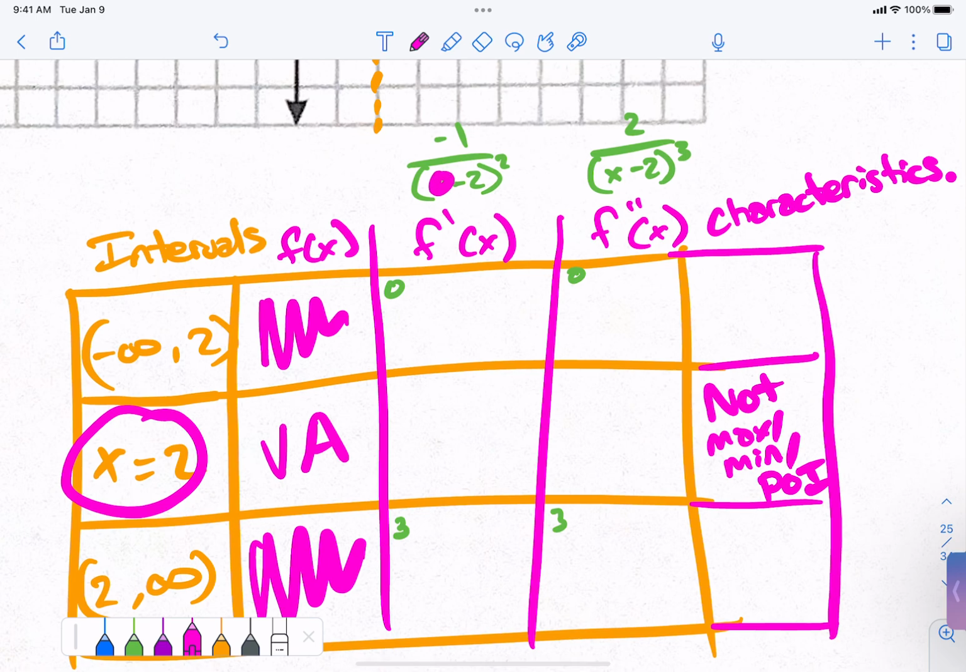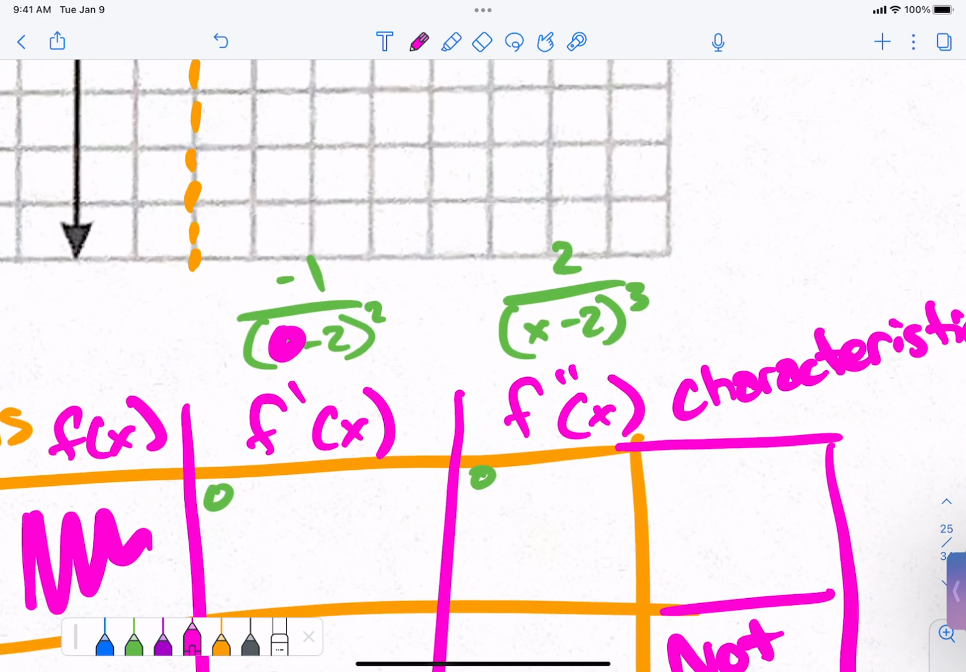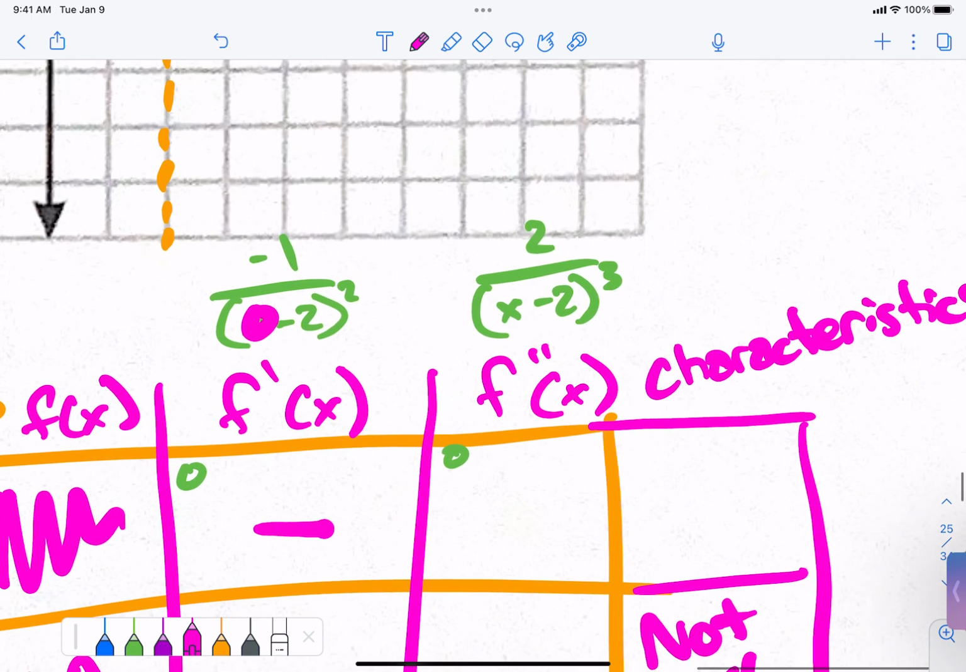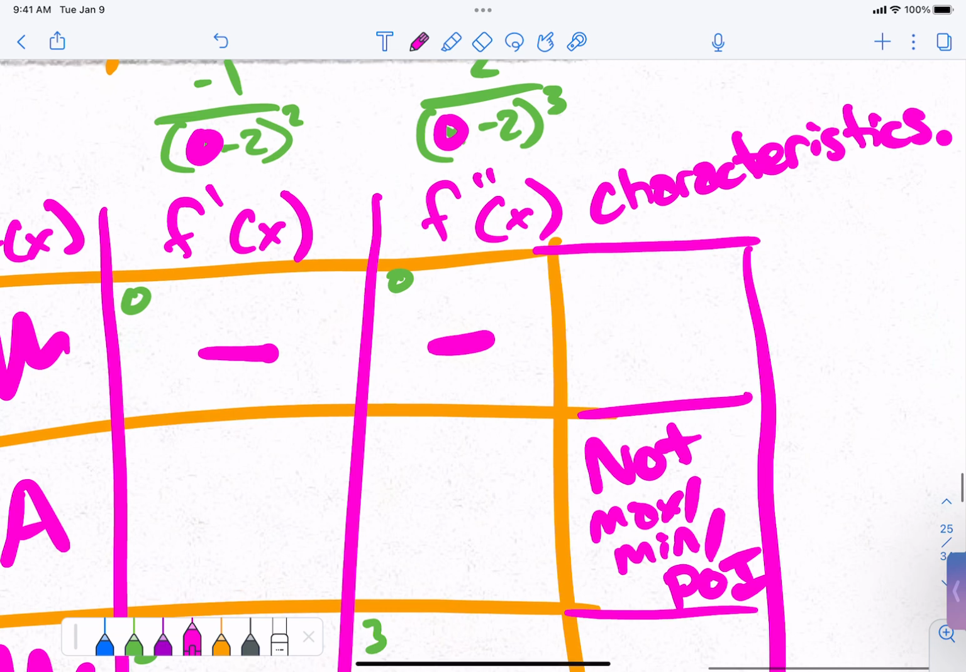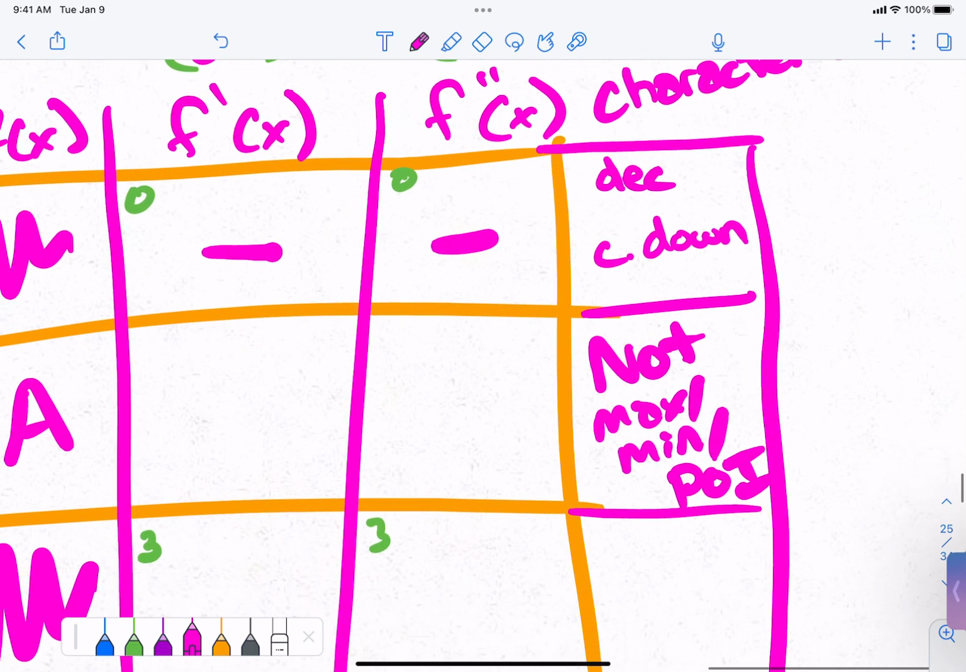If I plug 0 in here, negative 1 over negative 2 squared is going to be negative. If I plug 0 in here, 2 over negative 2 to the third power is going to be negative. So that means this interval is decreasing and CD, concave down. Okay? He's decreasing and he's concave down.